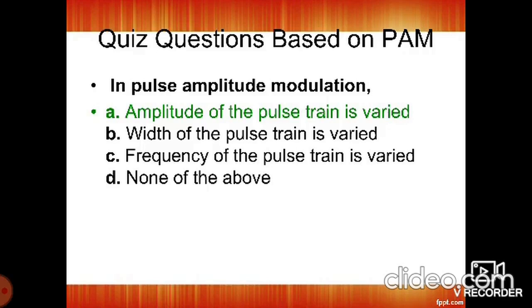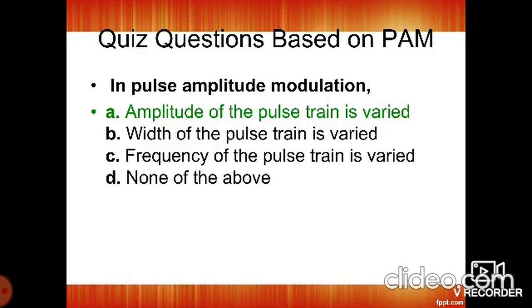The application of PAM is that it is used for transmitting signals over short distance baseband channels. PAM is also used in instrumentation systems, and this pulse amplitude modulation technique is used in analog and digital converters for computer interfacing. So we have one quiz question here.